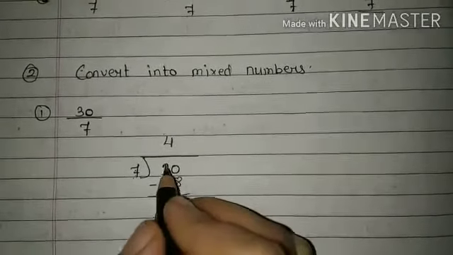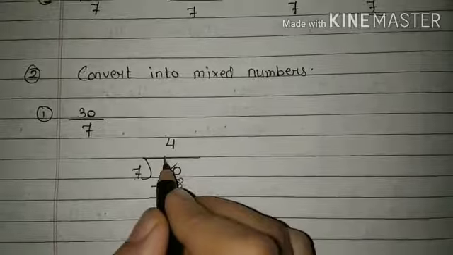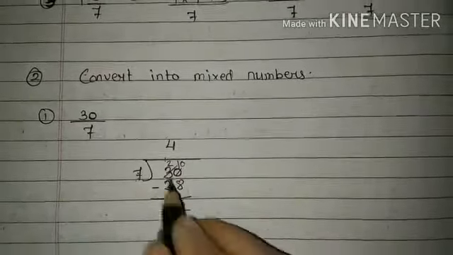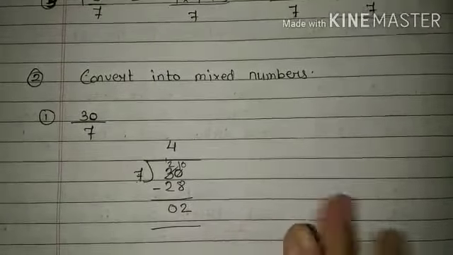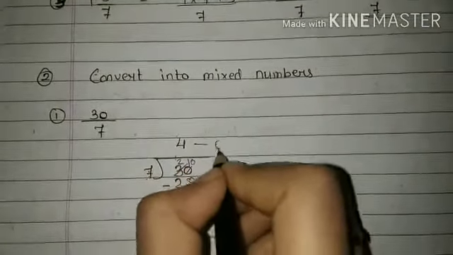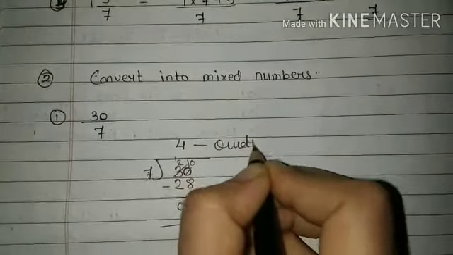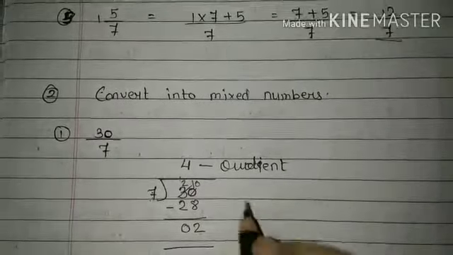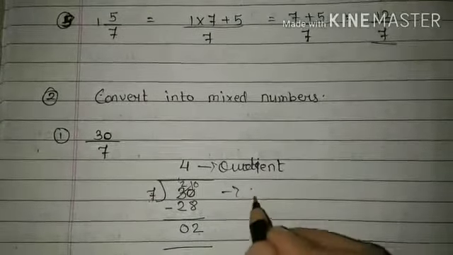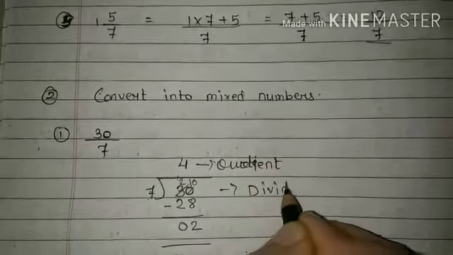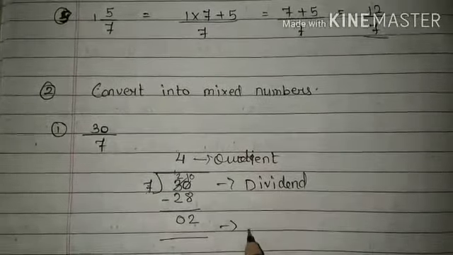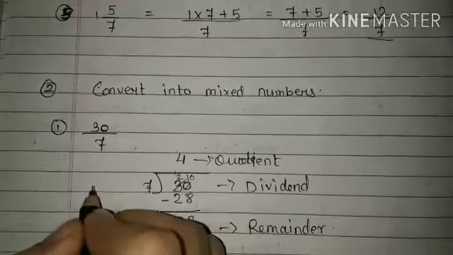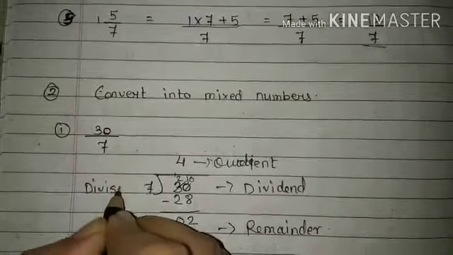Let's do the subtraction. 3 will become 2 and here 10. 10 minus 8, 2, and 2 minus 2, 0. So this is the quotient, and this is the dividend, and this one is the remainder, and this is the divisor.